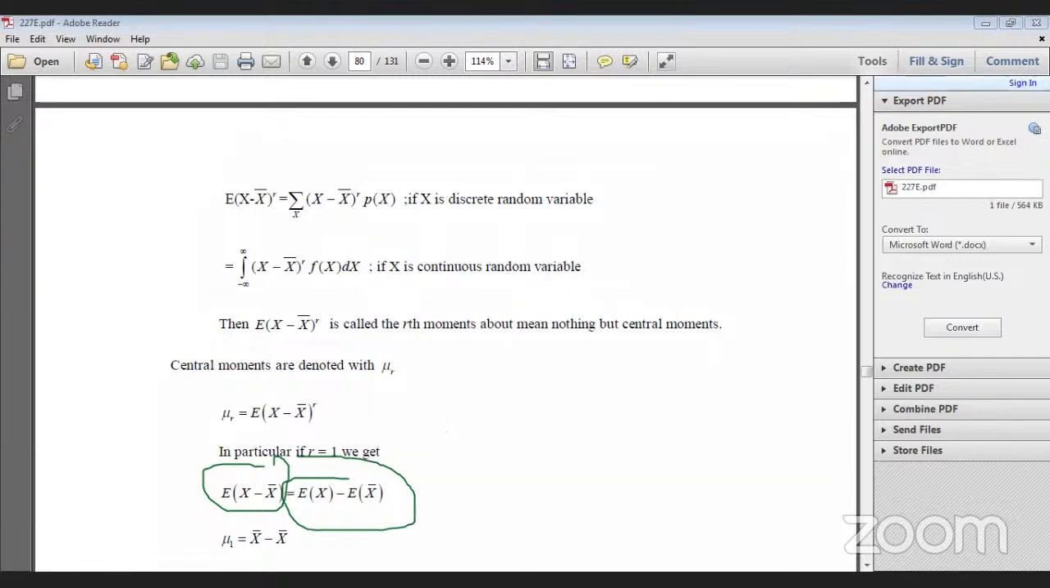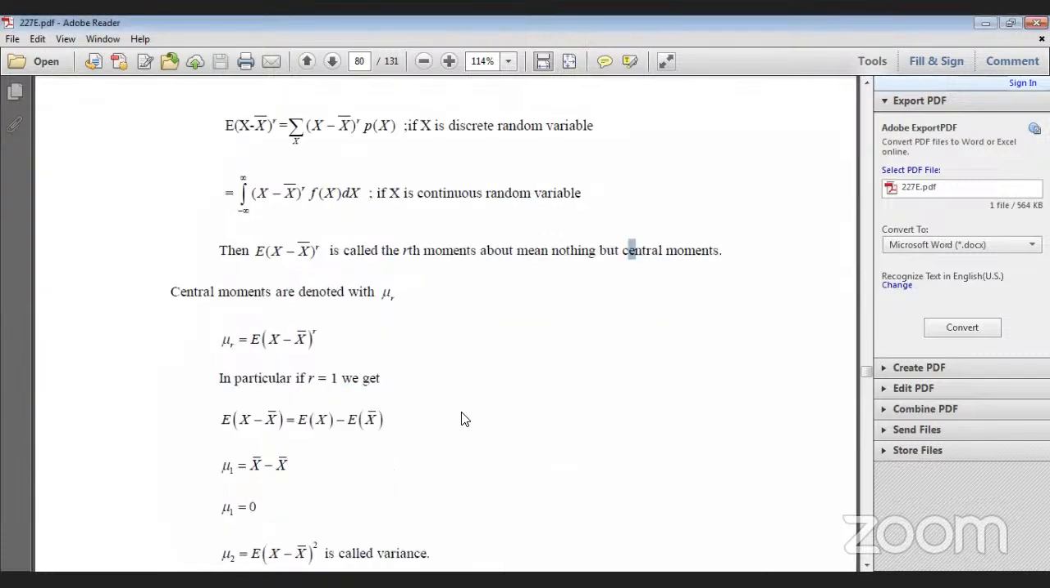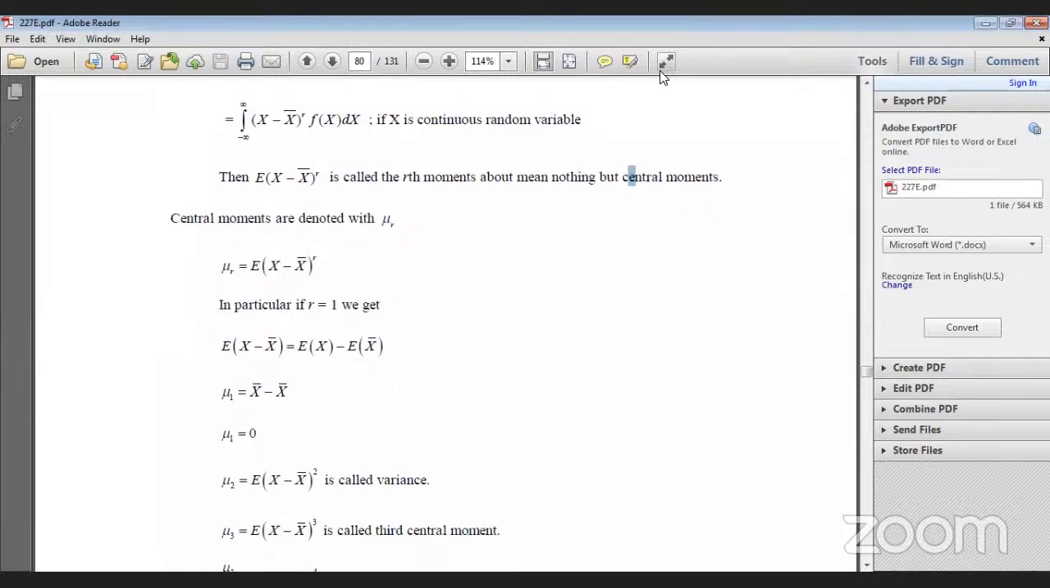E of x minus E of x bar. So that is mu1 equal to x bar minus x bar, and x bar minus x bar is equal to 0. So mu1 is equal to 0. Then again we are taking here mu2.